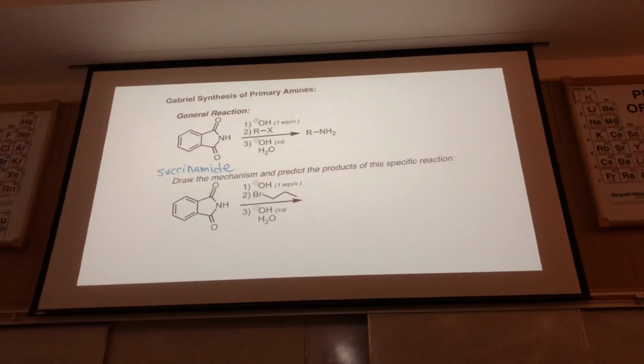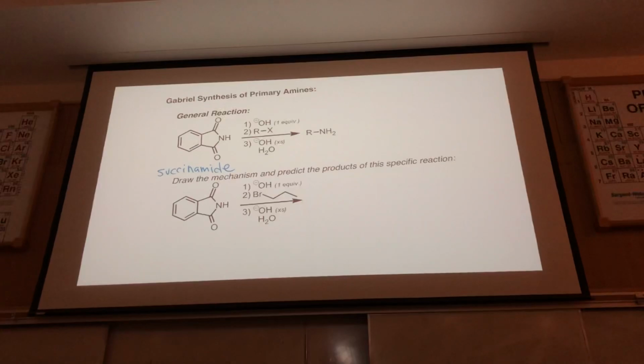Look at the 3 steps we need. We need a base. That's kind of straightforward because that's going to take off the H on the nitrogen amide. Then we need our alkyl halide, that gets our R group on. And then we need to get rid of the mask, right? So this step helps get rid of everything else, and we get our desired amine out.